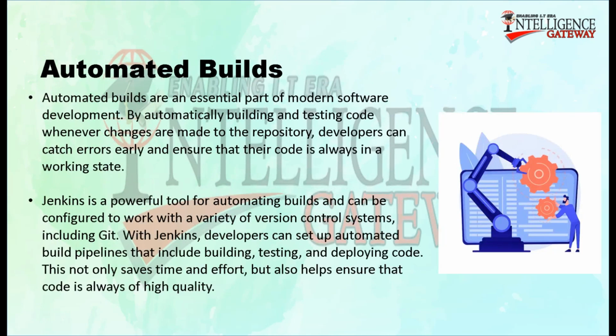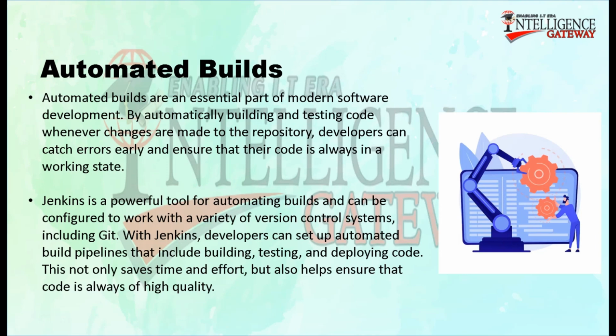Automated builds. Automated builds are an essential part of modern software development. By automatically building and testing code whenever changes are made to the repository, developers can catch errors early and ensure that their code is always in a working state.